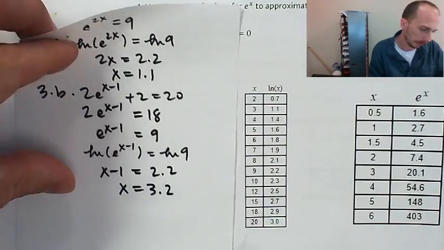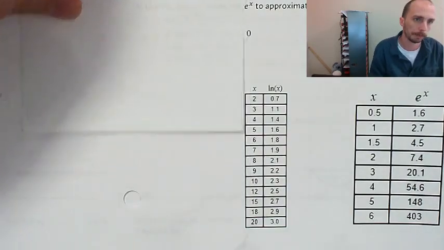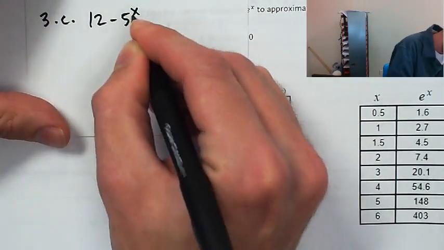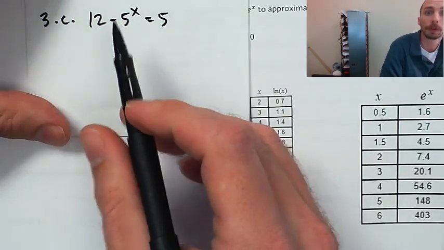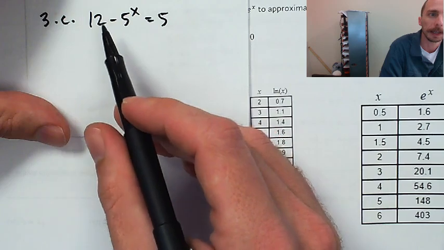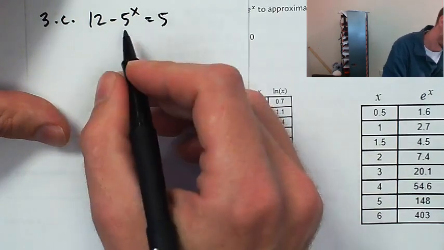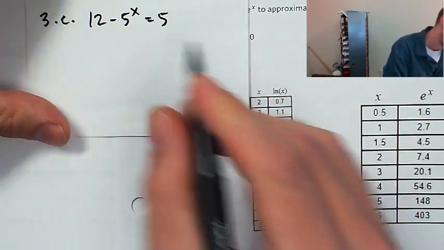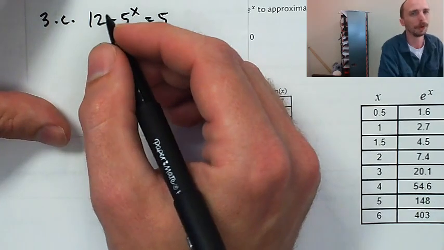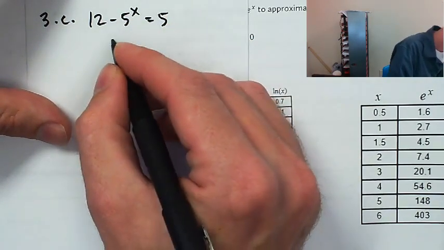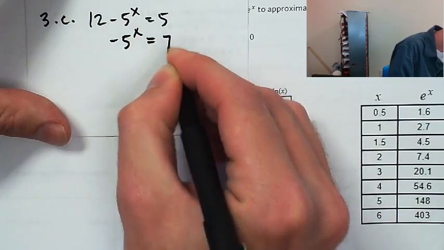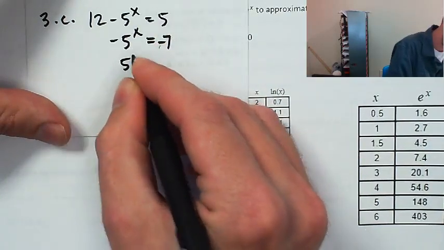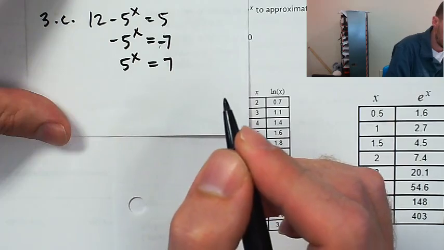All right, for 3c, I've got 12 minus 5 to the x equals 5. All right, so I'm going to start by subtracting 12 from both sides, trying to isolate that 5 to the x, but it's like, wait, this isn't an e to the thing, so how am I going to do this? I'll show you how. I think we did this on the homework or on the quiz last time, but never a bad time to remind you. The negative of 5 to the x will equal negative 7, because 5 minus 12 is negative 7. If that's true, then that means that 5 to the x equals positive 7.